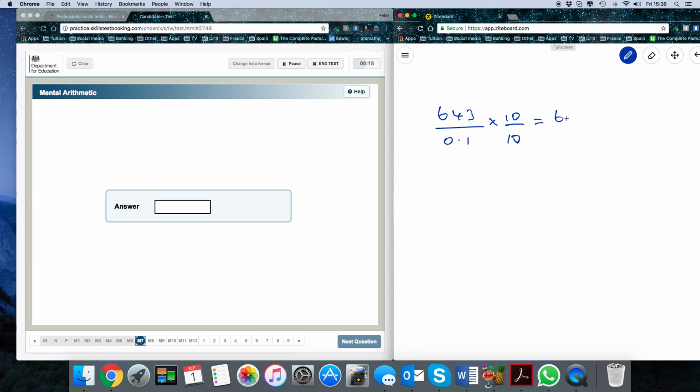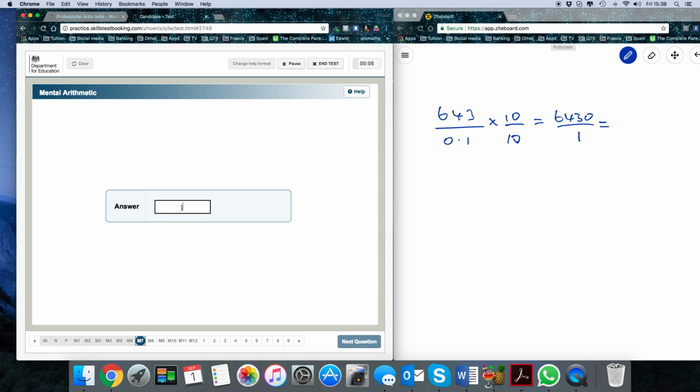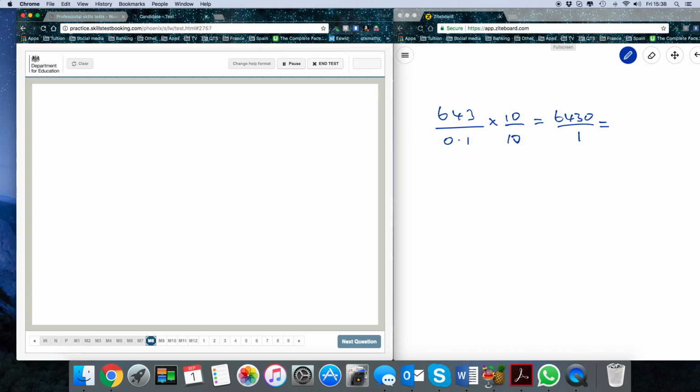Okay, lots of you guys memorize this and then you get a little bit stuck if it's a different decimal. But if you write it as a fraction, you should then be able to see that times in top and bottom by 10, it gets rid of the decimal. It's the same as 6,430 divided by 1. Question 8.